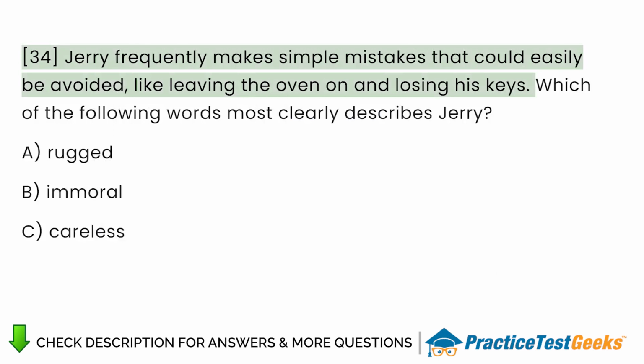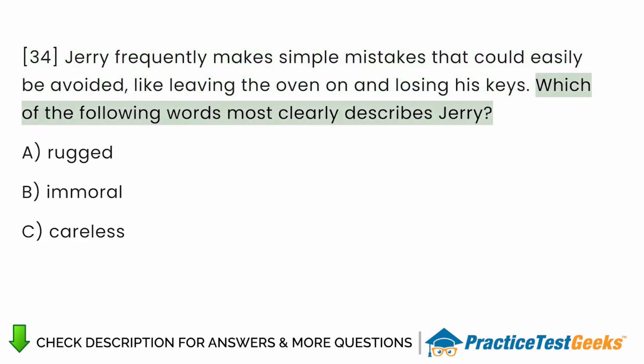Jerry frequently makes simple mistakes that could easily be avoided, like leaving the oven on and losing his keys. Which of the following words most clearly describes Jerry? A. Rugged. B. Immoral. C. Careless.